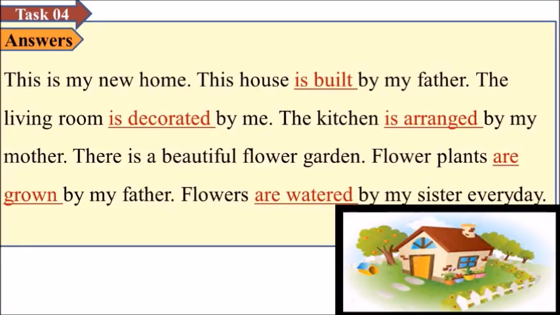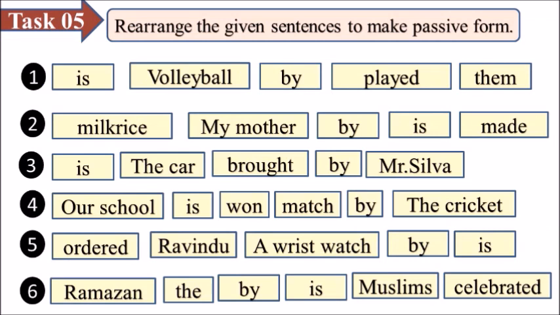Shall we check the answers? What are the passive voice sentences? Is built, is decorated, is arranged, are grown, are watered. Here's another activity for you. Rearrange the given sentences to make passive form.